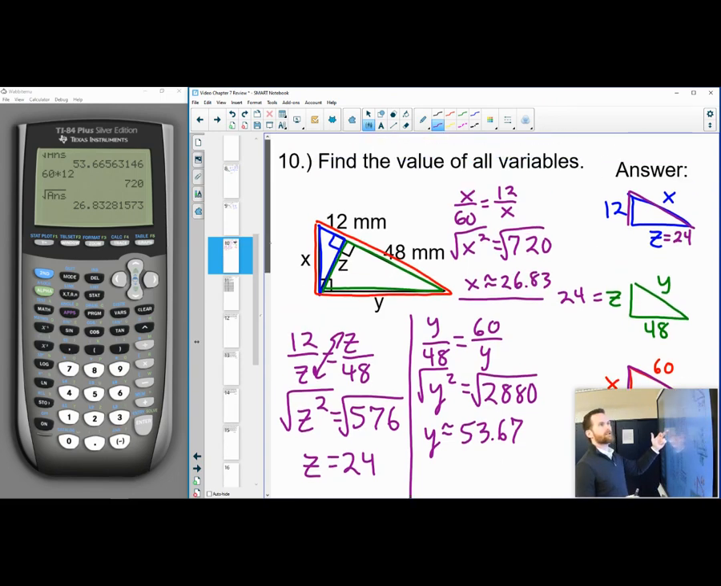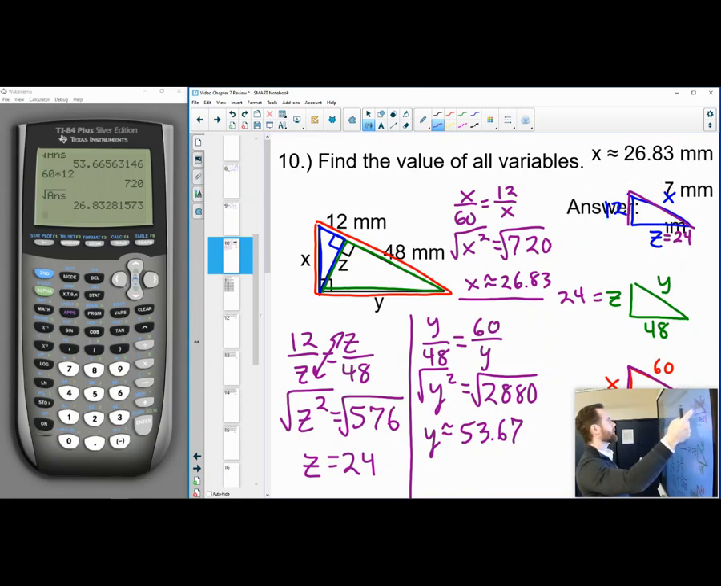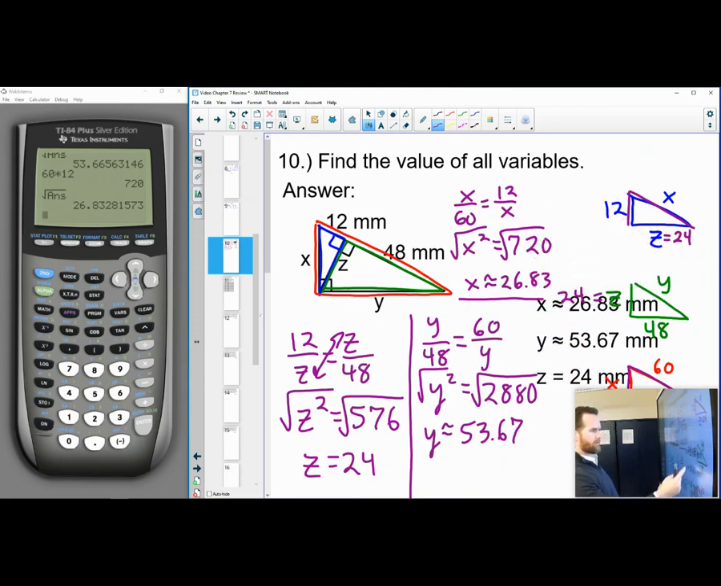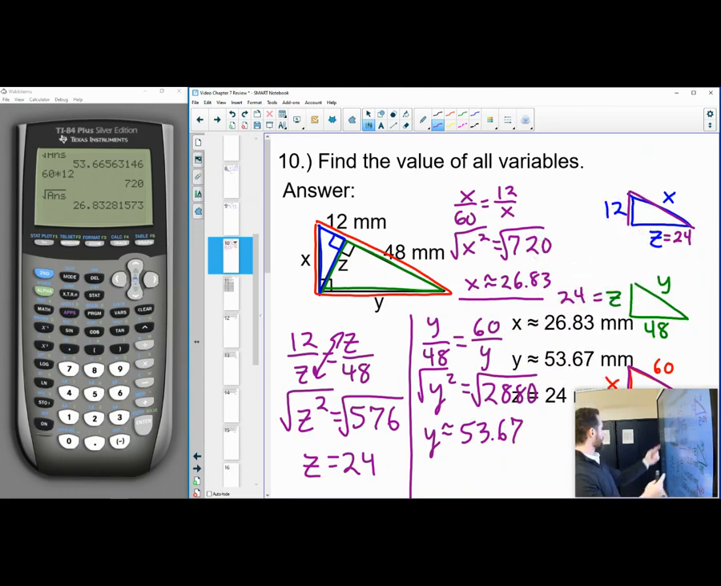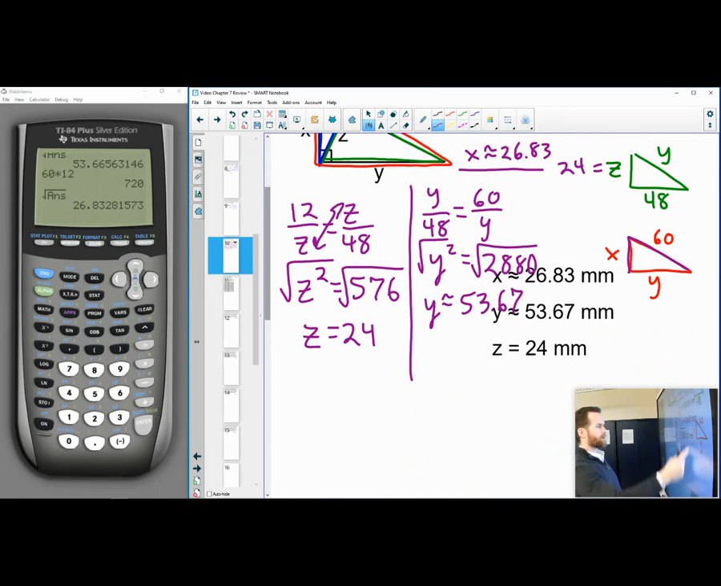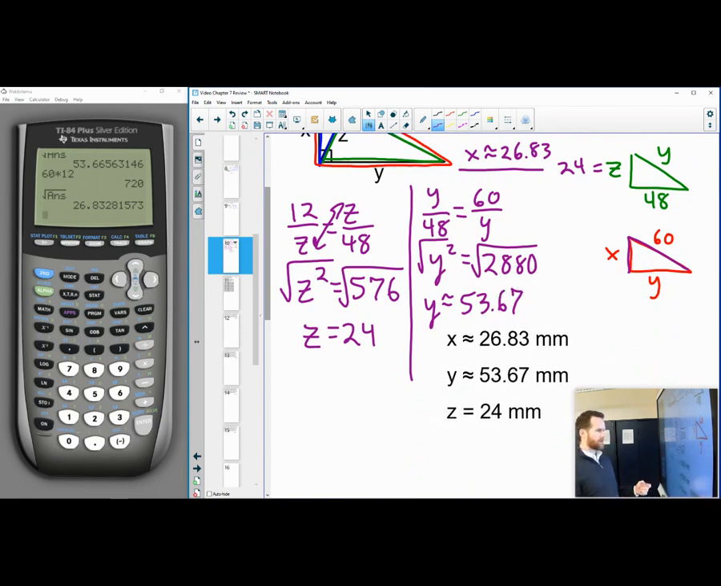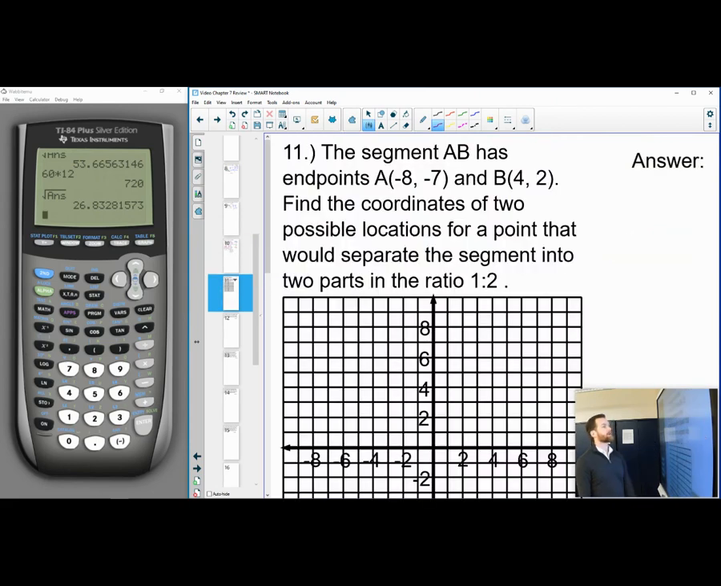All right, that was a long problem. Let's check the answers. Hopefully I did that correct. I don't feel like redoing this. Let's move this out of the way. Okay, we're going to have to do a lot of moving. Let's just move the answers and check. So X, we got 26.83, good. Scroll down. Y, we got 53.67 approximate, and Z, we got exactly 24. Good, good, good. Number 11, another long one.